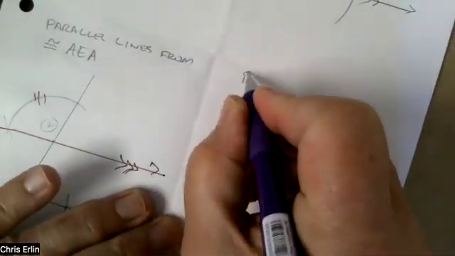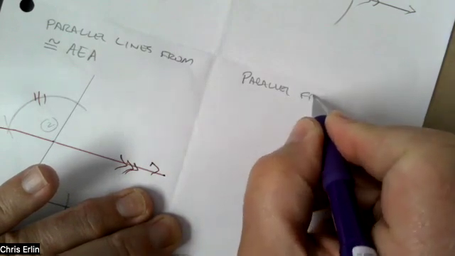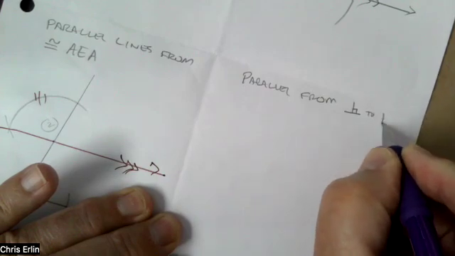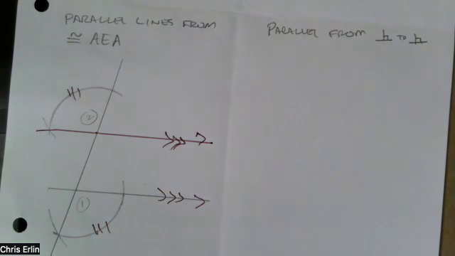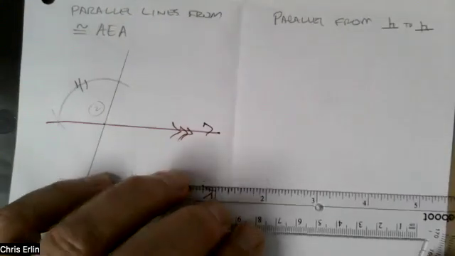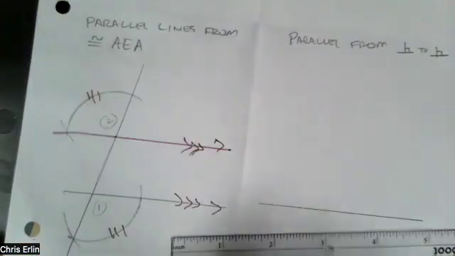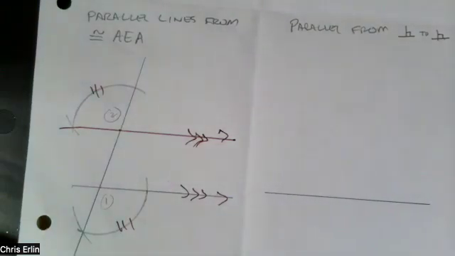All right, fourth one. We're going to do parallel from perpendicular to perpendicular, my favorite math word. Let's begin with a line. And this time we're not creating a transversal.